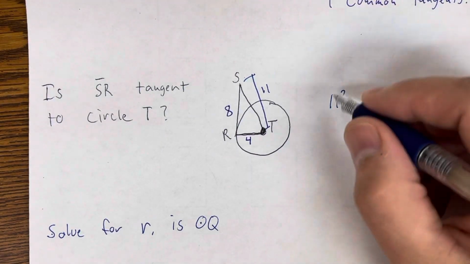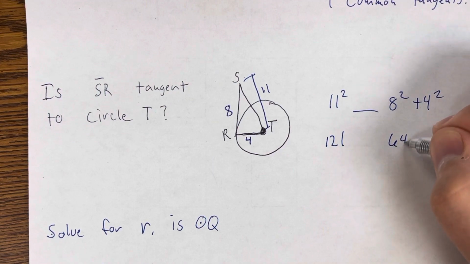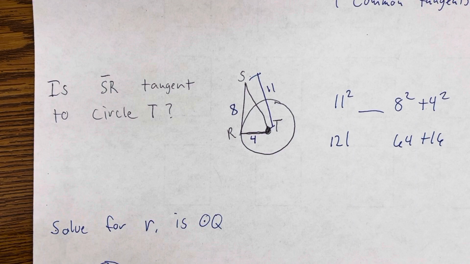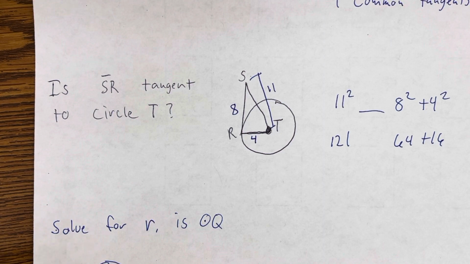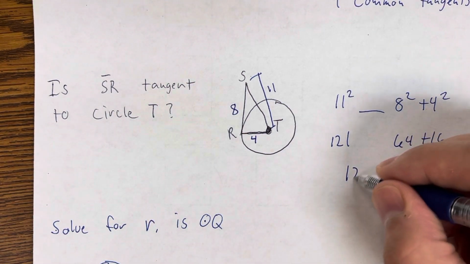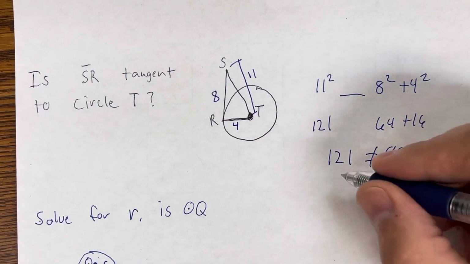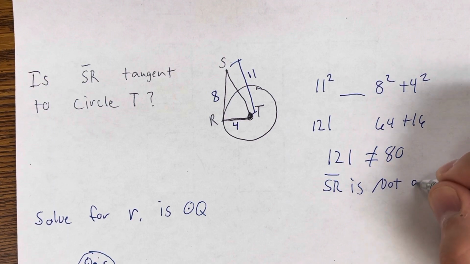So we'll do a double check here. 11 squared is 121. 8 squared, 64 plus 16. And 64 plus 16 is not going to quite get us there. We're going to be a little bit too small. 64 plus 16 is 80. 121 is not equal to 80. Therefore, SR is not a tangent.